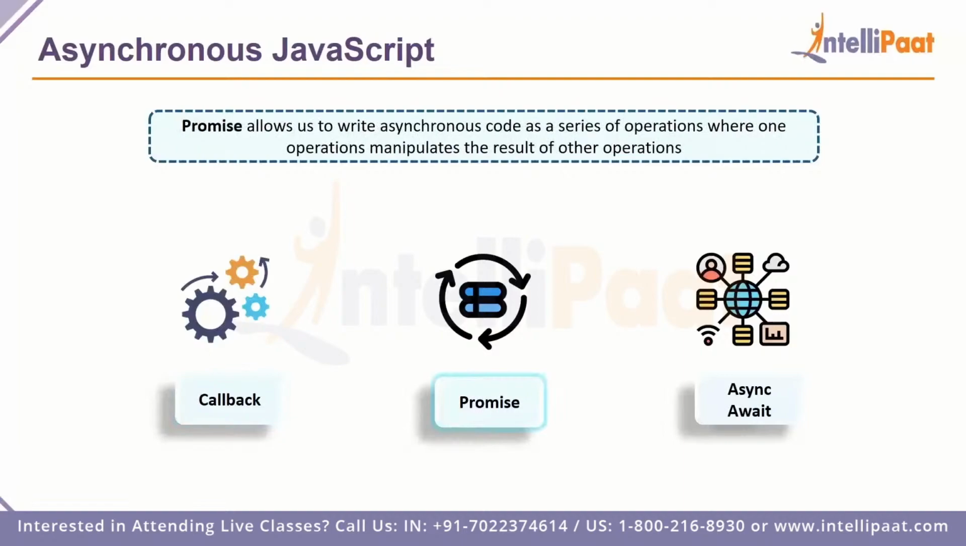To overcome this, promises came along. Promises allow us to write asynchronous code as a series of operations where one operation manipulates the result of the previous operation. Let's say I want to get the data from a server. That requires certain things to happen. Firstly, I have to make the request and get the response. After I get the response back from the request, I need to parse it and extract the information I want out of it. All of these could take a bit of time. If I want to compose this into a set of linear steps, I can do it using promises.